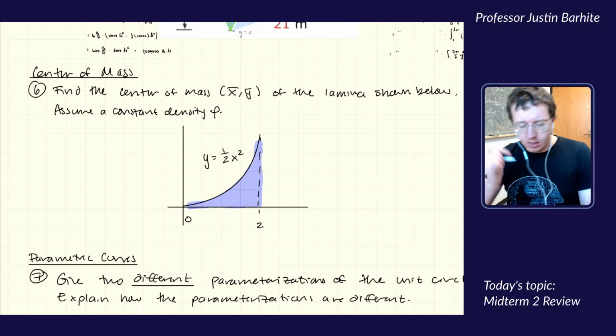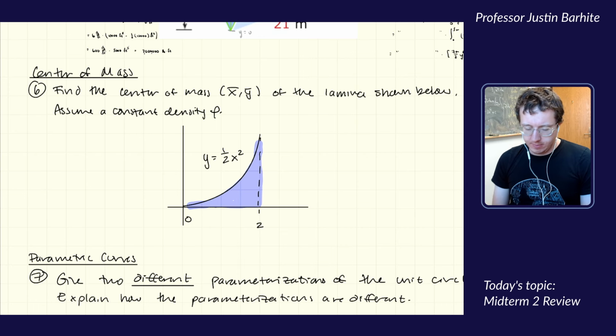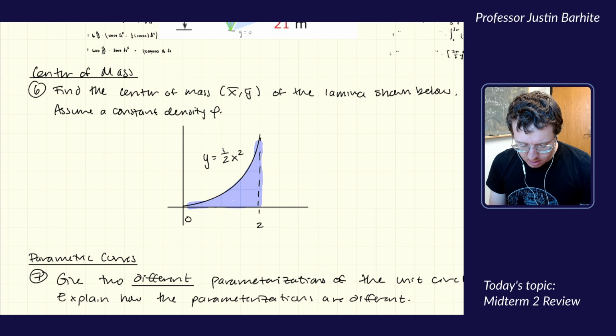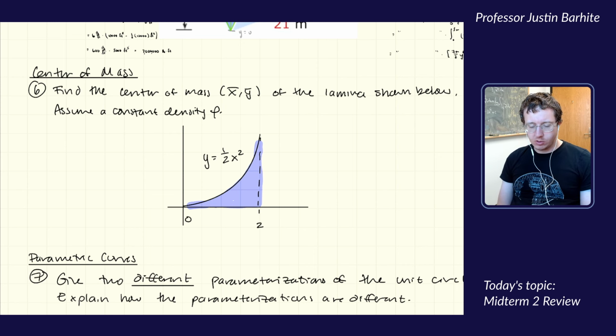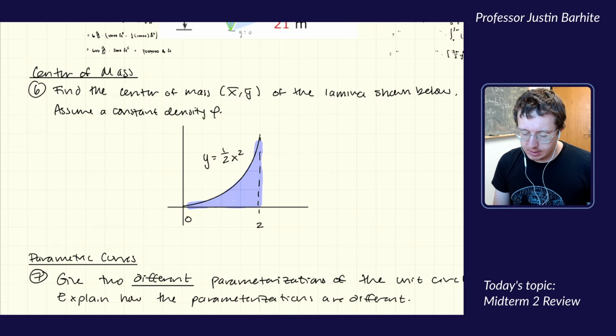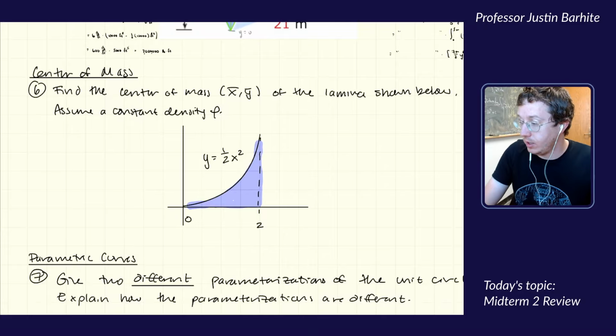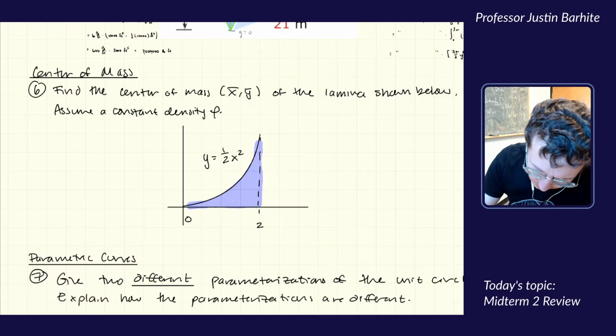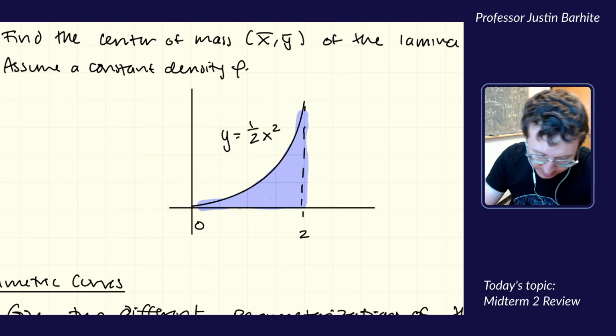All right, we're going to find the center of mass of this lamina, which has the equation y equals 1/2 x squared as the top boundary, and we're going from x equals 0 to x equals 2. So I need to compute the total mass and then the moments with respect to x and y. So let's find the total mass first.